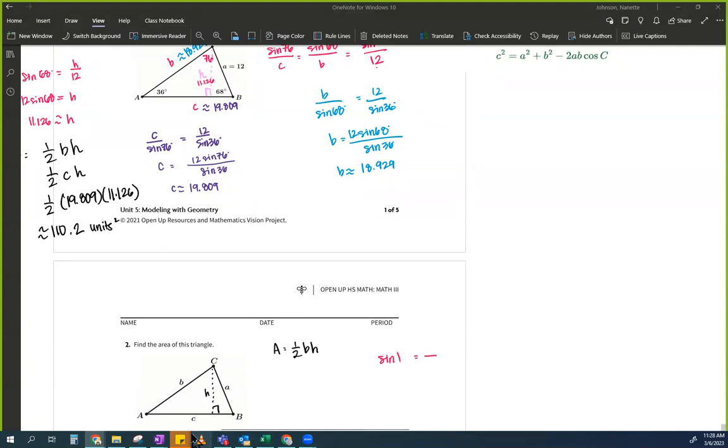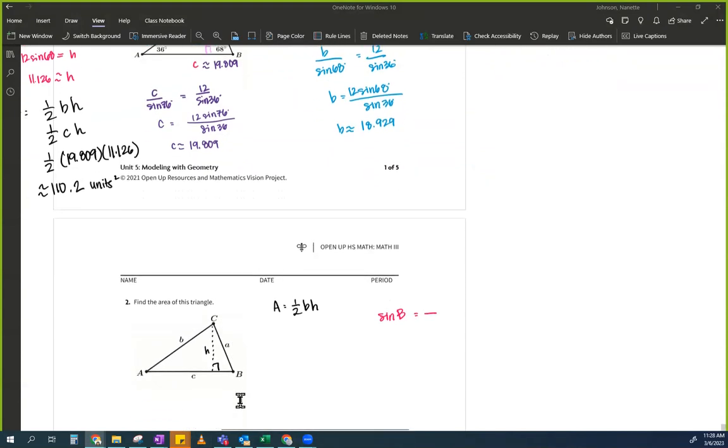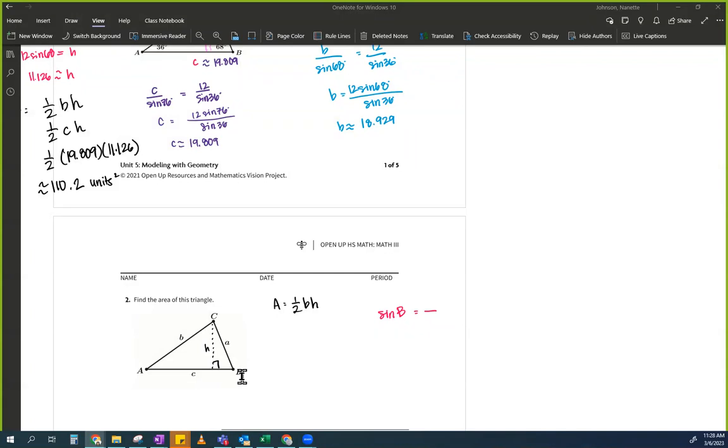Now, the people who got it wrong earlier with your SOHCAHTOA, sine of B equals what? So if you get things wrong during practice, that's awesome. Let's get it right during the test. Okay, so sine of B equals what? Very good. I got H over A. So if I solve this for H, just like we did earlier, we would just multiply by A. So H is equal to A sine B, right?